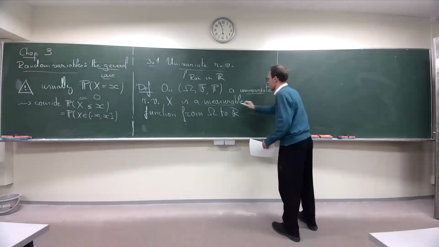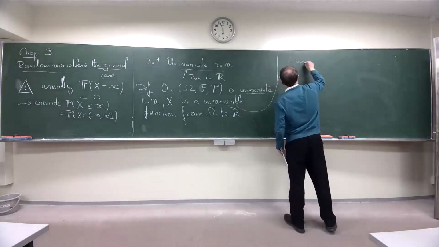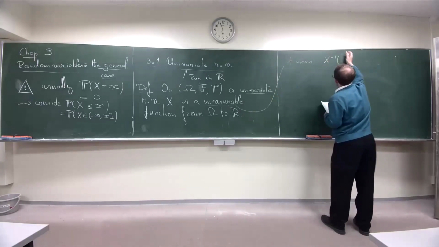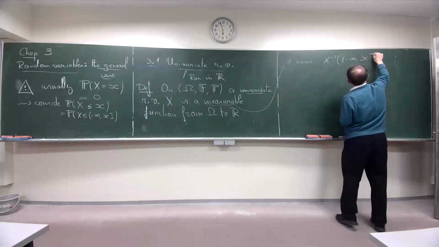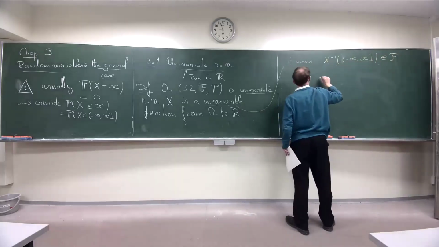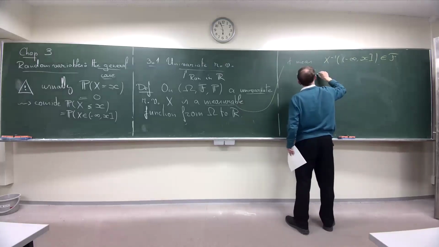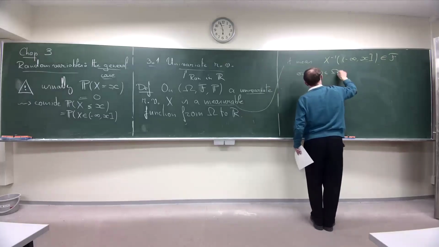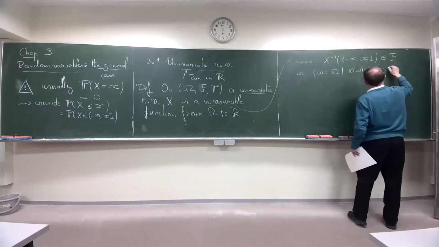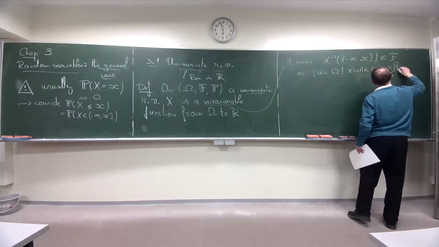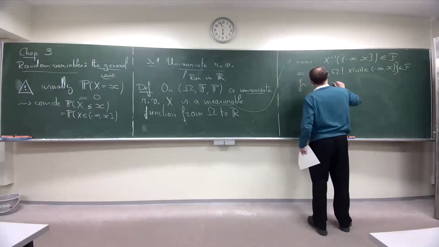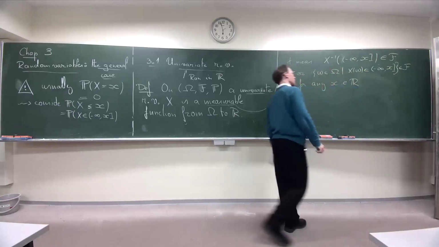What does measurable mean here? It means X^{-1} of (minus infinity, x] belongs to F, or equivalently, the set of small omega in omega such that X of omega is in (minus infinity, x] is in F for any x. This is the notion of measurability.